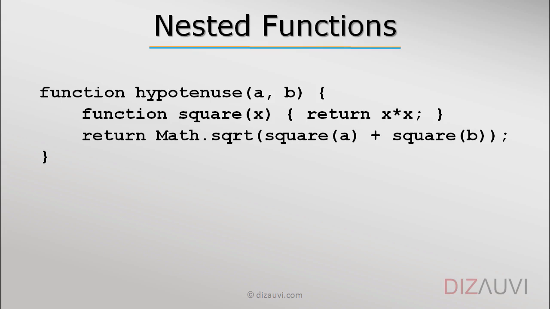Of course, a square is supposed to be a more generic function, but let's say that we don't want the square function to be accessible to anyone else. We want this function to be called from within the hypotenuse function only. So we can write the square function inside the hypotenuse function itself. One function inside another, and these are called nested functions. So square function is nested inside the hypotenuse function.